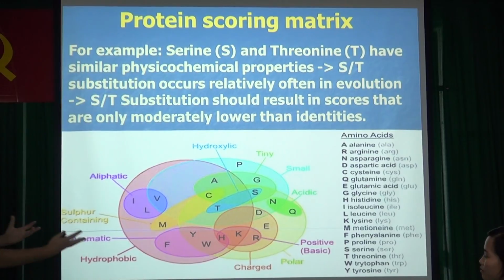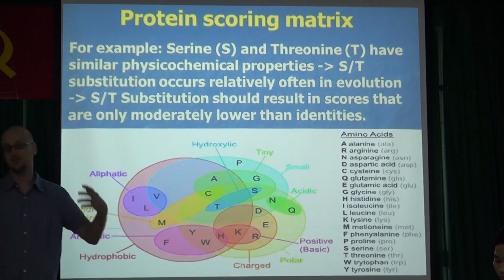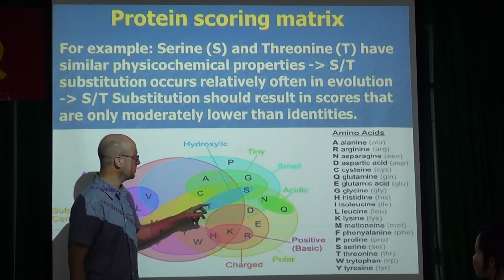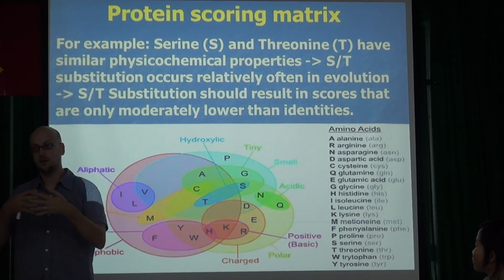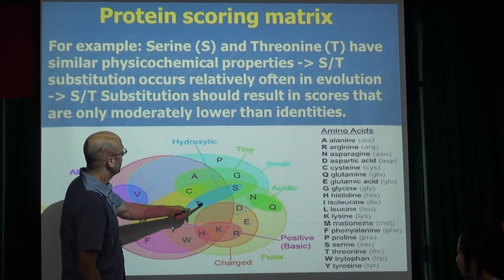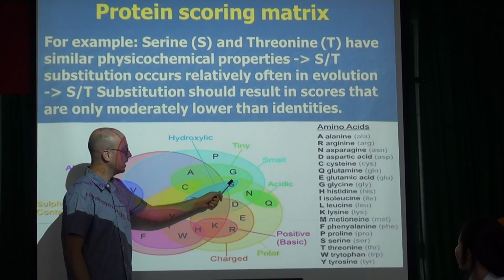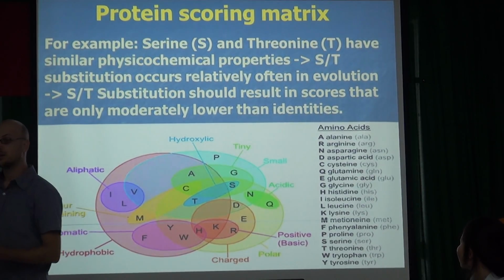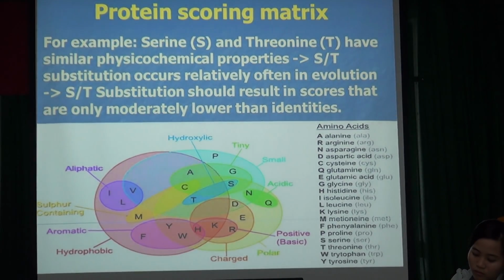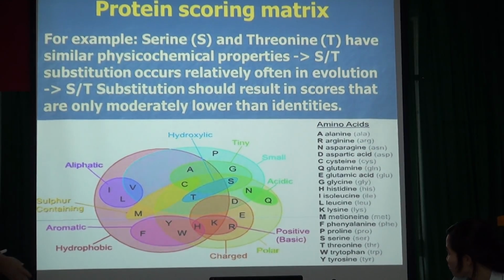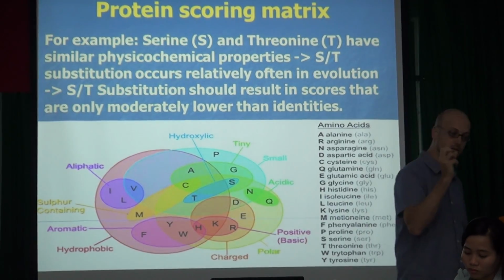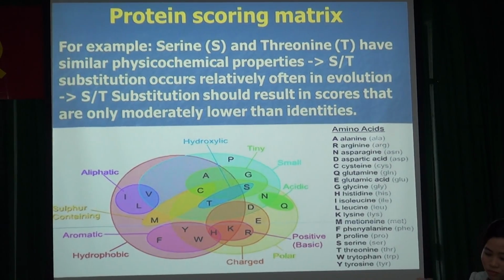So each amino acid is different, has different characteristics, different properties. But some amino acids are more similar to one another. For example, threonine and serine are very similar. Their size is quite similar. Their aliphatic properties are quite similar. Their polarity is quite similar. So they behave the same way.